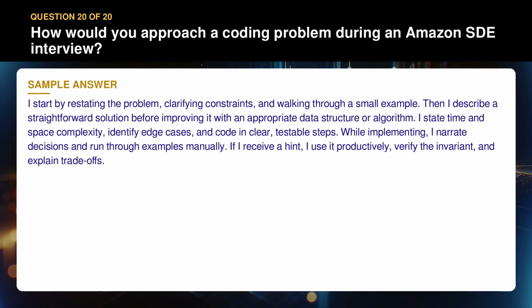I start by restating the problem, clarifying constraints, and walking through a small example. Then I describe a straightforward solution before improving it with an appropriate data structure or algorithm. I state time and space complexity, identify edge cases, and code in clear, testable steps. While implementing, I narrate decisions and run through examples manually. If I receive a hint, I use it productively, verify the invariant, and explain trade-offs.